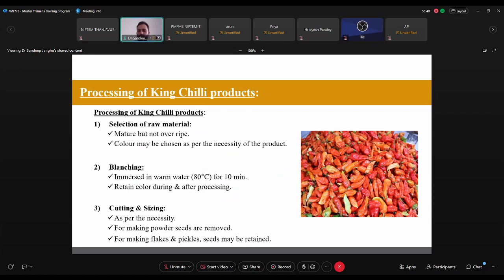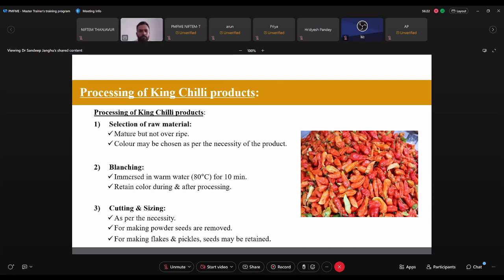After selecting uniform color chilies, we wash and blanch them at 80 degrees centigrade in hot water for 10 minutes, just to help in retaining better color. For better retention of color in King's chili, we don't use solar dryers or tray dryers. It is better to go with vacuum drying or freeze drying, followed by cryogenic grinding for better retention of color, nutrients, and other antioxidant properties.